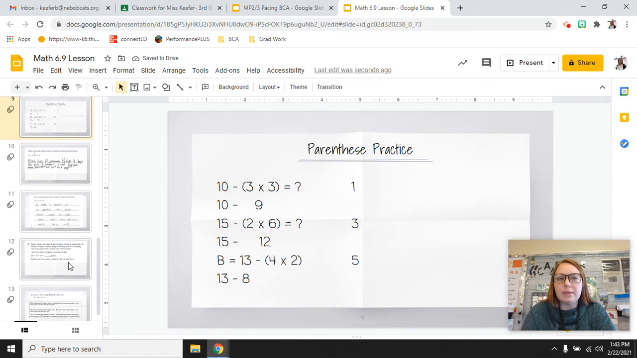Again, just some extra parenthesis practice. The more you practice this, the more sense it will make. And this is also why it's important to practice your math facts, because this is all basic fact practice.